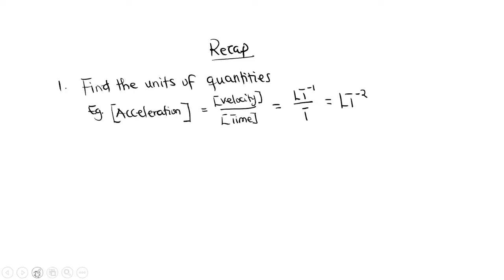Mind you, L is for length and T is for time. And we know very well that length is measured in meters, and time is measured in seconds. So we have meters per second squared as our unit, and this was derived from the dimension for acceleration. So this is what we established yesterday: we can use dimensional equations to find the units of quantities. All right, let's proceed.